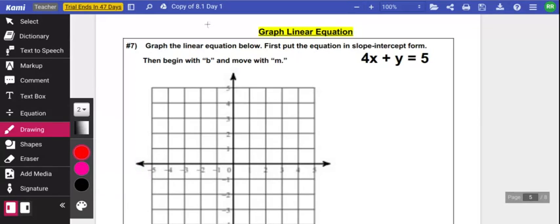Okay, I am here in 8.1 day 1 assignment down in problem number 7 where we're going to graph a linear equation. A linear equation is simply an equation that produces a line. And so here in this equation I have 4x plus y equals 5. I first need to put the equation into slope-intercept form, which we have learned is y equals mx plus b, where m tells us the slope and b tells us the y-intercept.